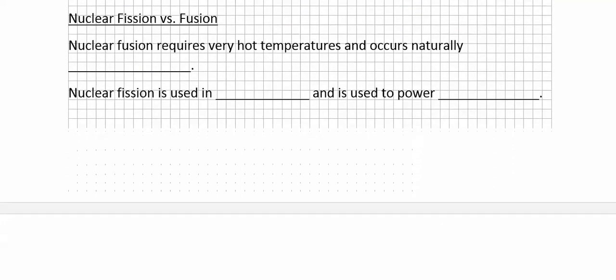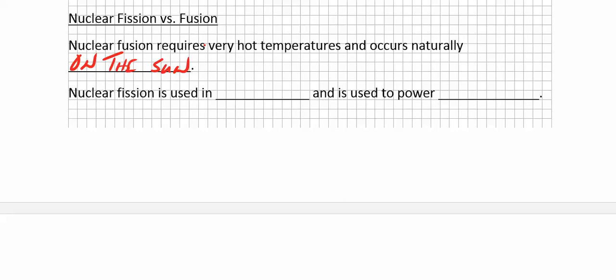So we want to now look at the process called nuclear fission and compare it to fusion. It says nuclear fusion requires very hot temperatures and occurs naturally on the sun. So that's the place that we're almost certainly going to see nuclear fusion. So we'll say on the sun, just like that. Of course, we'll see it on other stars. And nuclear fusion has occurred on the Earth. There have been situations, for example, when we explode a nuclear bomb, fusion occurs in that process, but we see it naturally occurring on the sun.